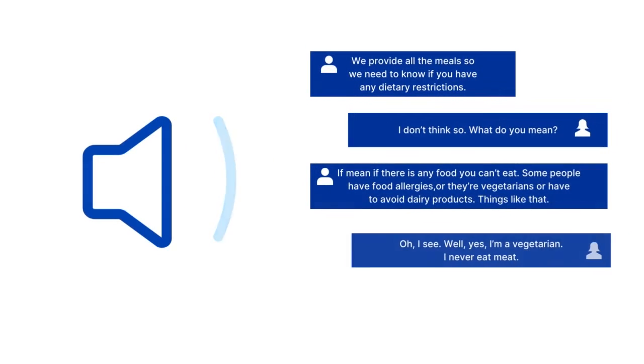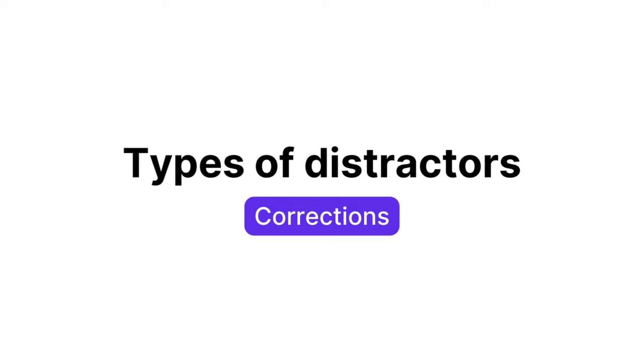We provide all the meals, so we need to know if you have any dietary restrictions. I don't think so. What do you mean? I mean, if there's any food you can't eat. Some people have food allergies or are vegetarian or have to avoid dairy products, things like that. Oh, I see. Well, yes, I'm a vegetarian. I never eat meat.